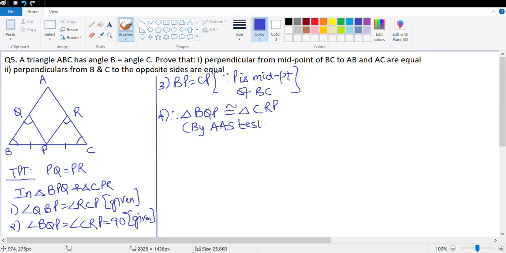What this gives us is PQ is equal to PR. The reason for this is CPCTC. So that's the first part of the question. Let's look at the second part.